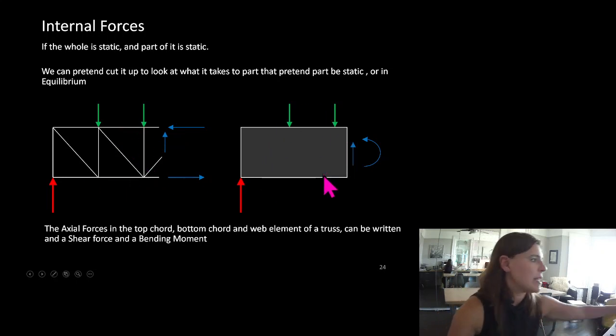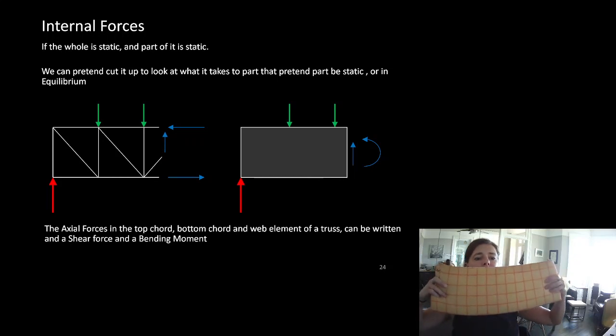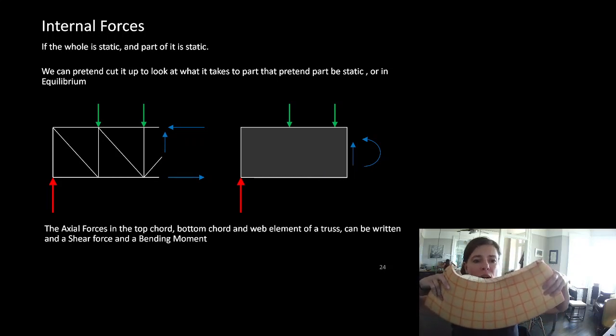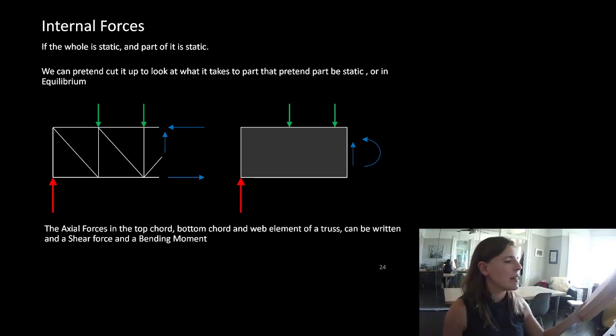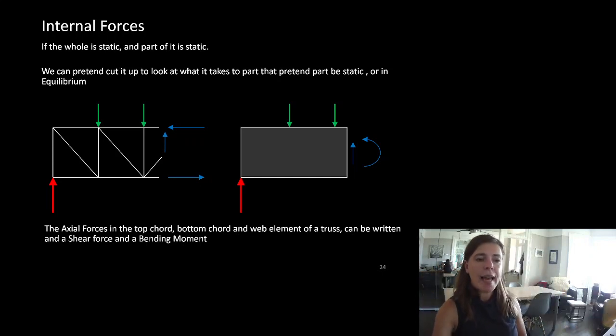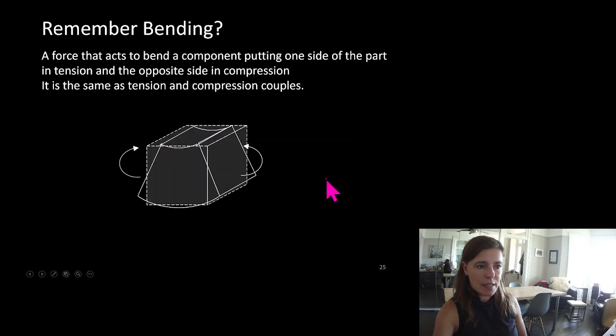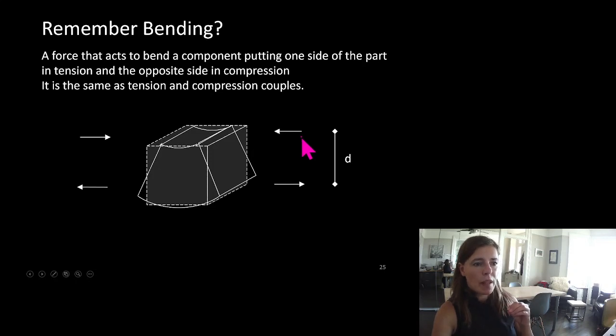This is going to be handy for something like this. If I'm bending it and I know it's in equilibrium, I should be able to cut it here and figure out what the internal shear and bending moment is. So remember that bending, putting a component on one side in tension and the opposite in compression, we could rewrite that as a couple. That's exactly what we're going to do now.